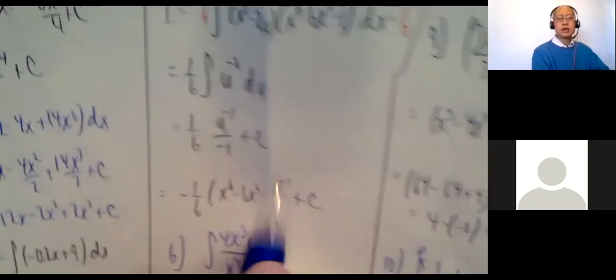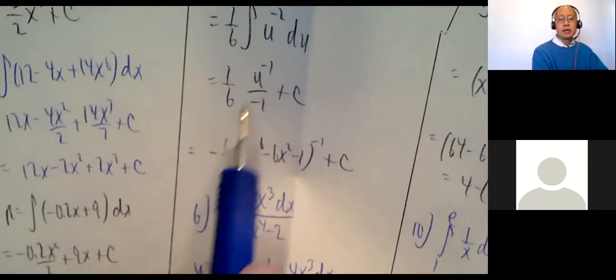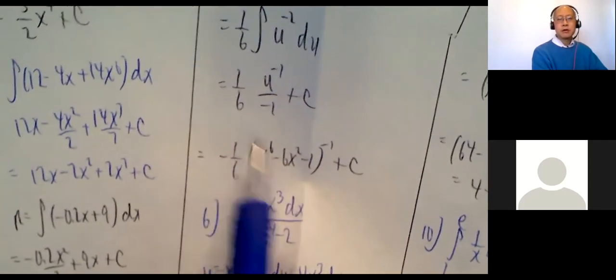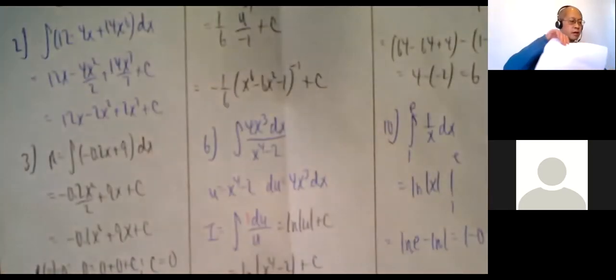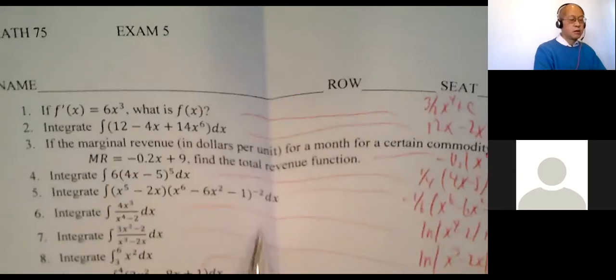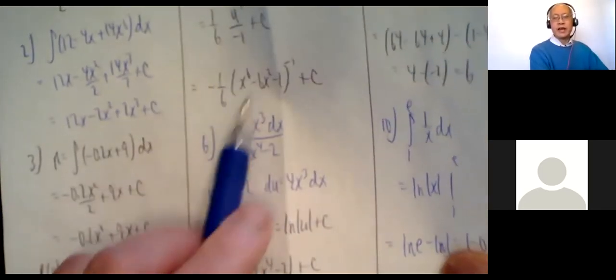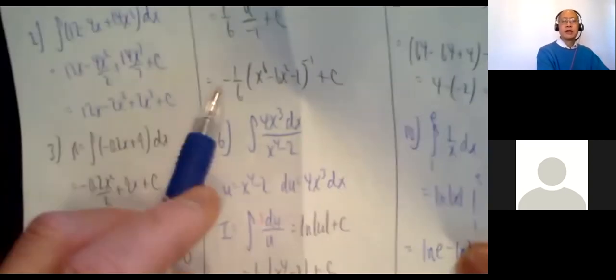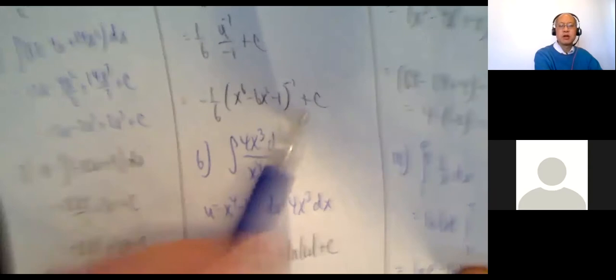All right, so 1/6 u to the minus 1 over minus 1 plus c. Put that in the denominator. It's not necessary, actually, because the original problem started off with a negative exponent, right? So you may leave your answer with a negative exponent. But if you went ahead and got rid of the negative exponent, that's okay. Negative 1/6 times (x to the 6th minus 6x squared minus 1) to the negative 1 plus c.